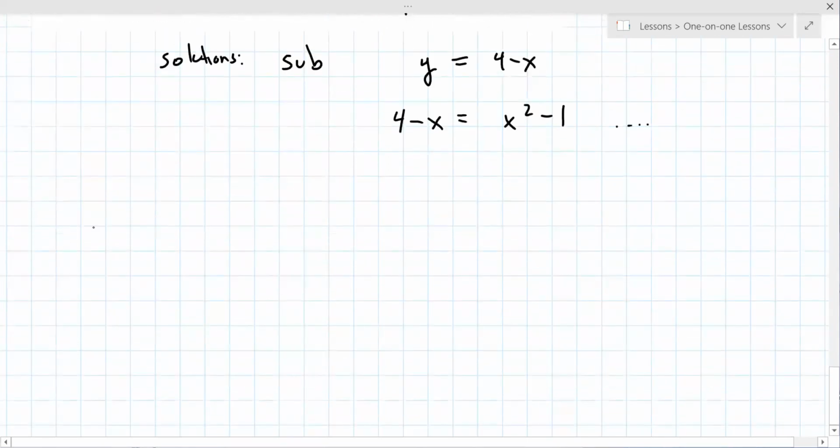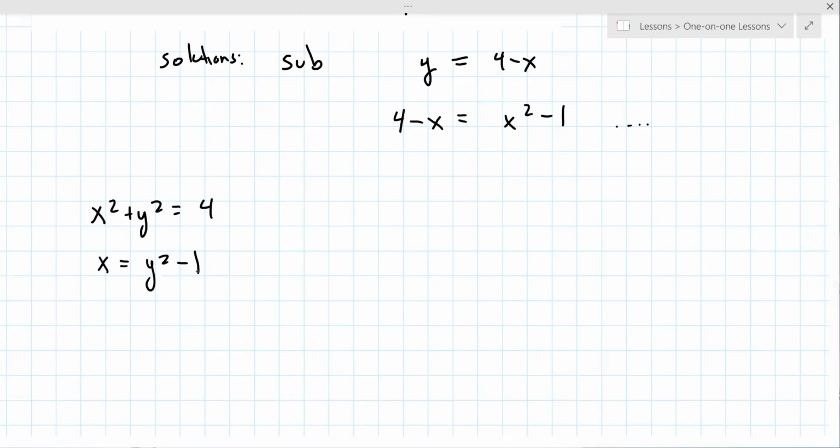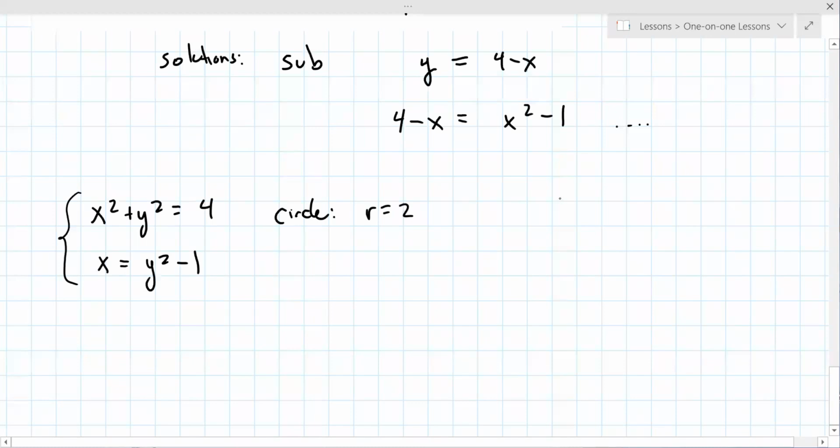Let's try another one here. Let's say I tell you that x squared plus y squared equals 4, and x equals y squared minus 1. This one's much harder because you can't really graph this one. And maybe you don't know what the graph of this one is. Do you have any idea what this is? Well, it's a circle, and it's got a radius of 2.